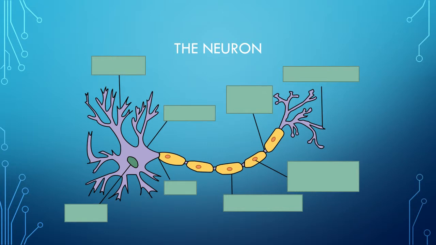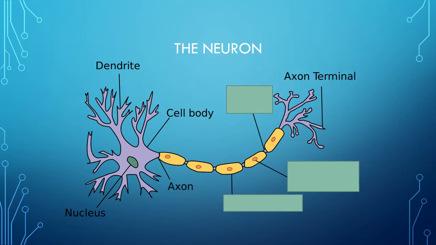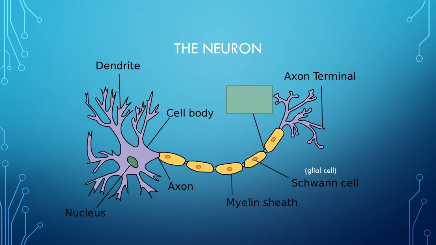The neuron. The basic parts of the neuron are the cell body, nucleus, dendrites, axon, and axon or synaptic terminal. Surrounding the axon is the myelin sheath. The myelin sheath is composed of glial cells, sometimes Schwann cells, and these little gaps in between the glial cells are called nodes of Ranvier. These are very important, but we will discuss that later.